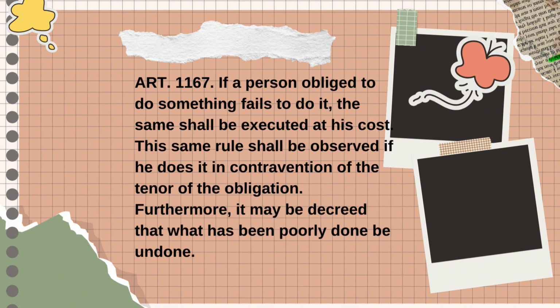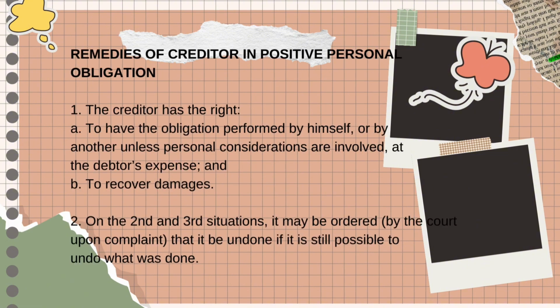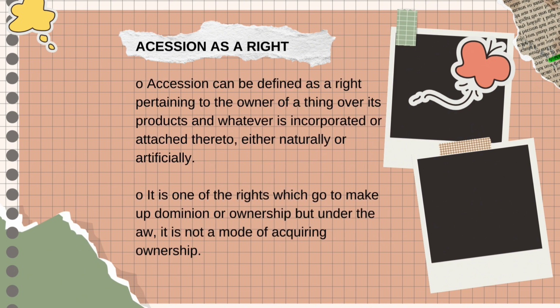So, accession as a right. Accession as a right muna tayo. Accession can be defined as the right pertaining to the owner of the thing over its product and whatever is incorporated or attached thereto, either naturally or artificially. It is one of the rights which go to make up dominion or ownership, but under the law, it is not a mode of acquiring ownership. Okay.